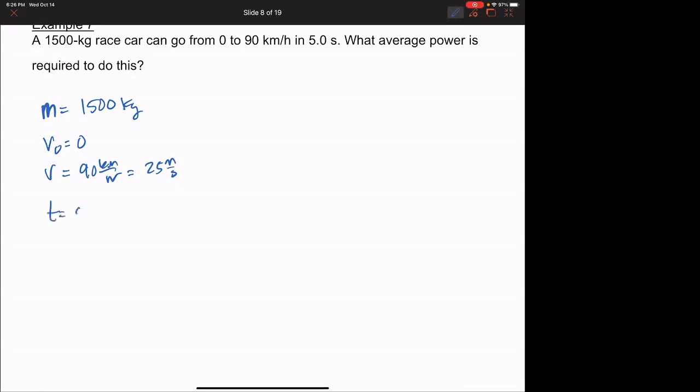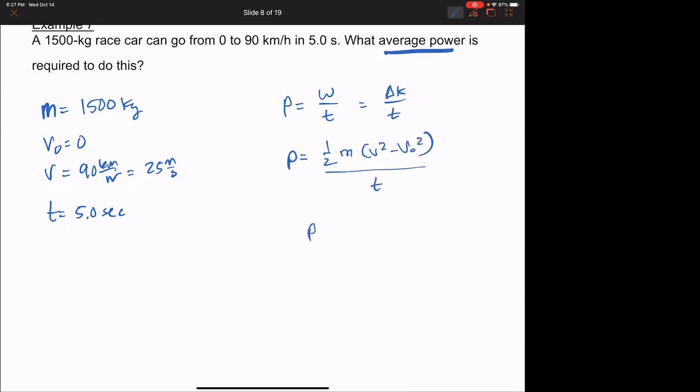And our time is 5 seconds. And our goal is to find the average power. So for this case, power equals work over time, and we're going to use delta K over T, right? Because work equals change in kinetic energy. So power equals 1/2 M (V squared minus V naught squared) over T. Power equals 1,500 times 25 squared over 2 times 5.